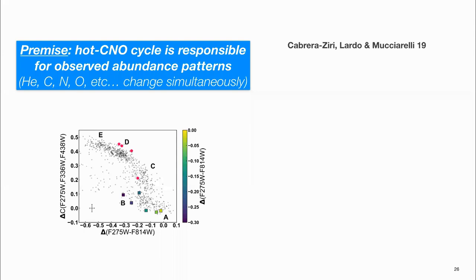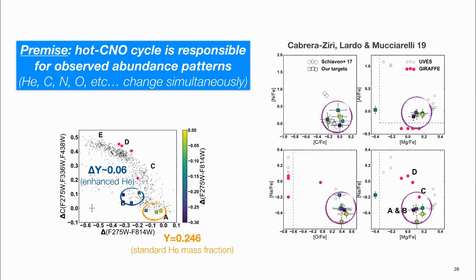So here, I'm showing you the same fancy color plot as before that separates stars with different chemistry. Here you have stars with normal helium abundances. And here in this group B, you have stars with helium that is enhanced with respect to the normal value. So when you get the spectra of these two groups of stars and measure the abundances, you get that they are all homogeneous in carbon, nitrogen, oxygen, etc.